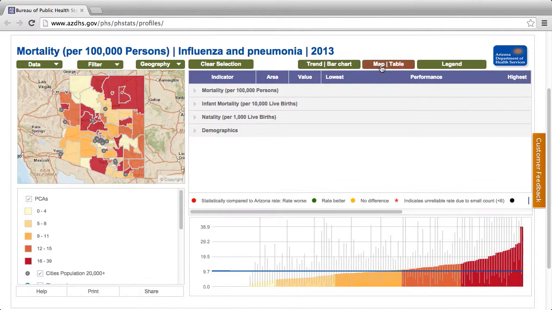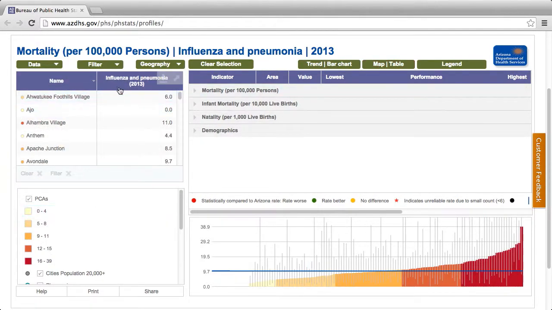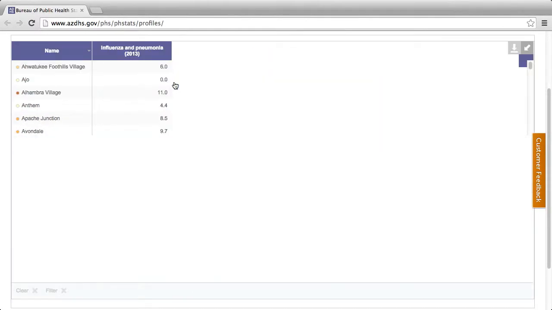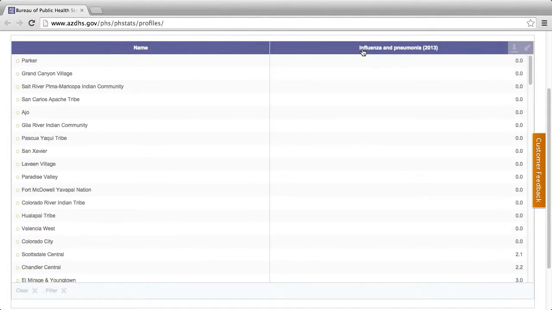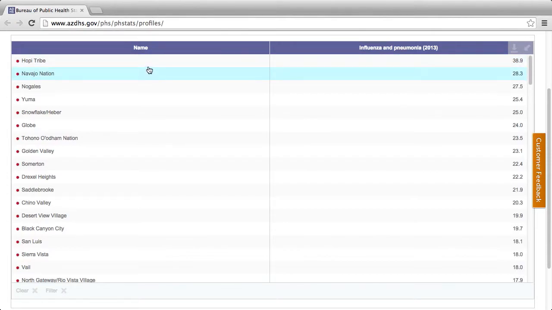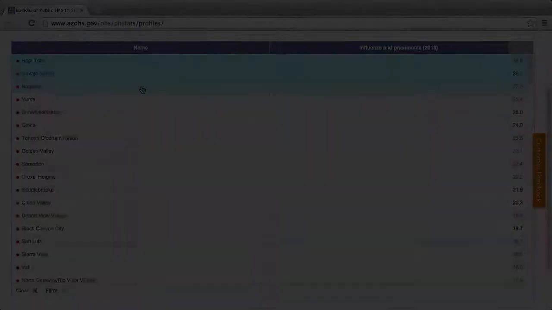Let's first select the PCAs that had the highest rates last year. To do this, I'm going to switch our map to a table. Let's maximize that table, then sort on the influenza and pneumonia variable. We'll sort descending and select the top 10 highest rates.